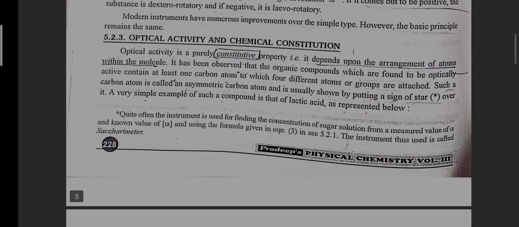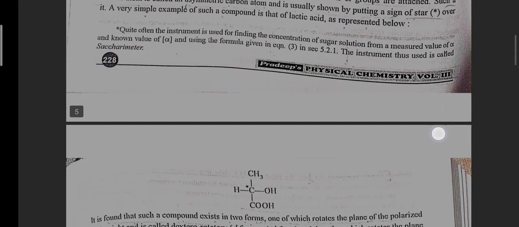Next topic is optical activity and chemical constitution. Optical activity is a purely constitutive property, that is, it depends upon the arrangement of atoms within the molecule. It has been observed that the organic compounds which are found to be optically active contain at least one carbon atom to which four different atoms or groups are attached. Such a carbon atom is called an asymmetric carbon atom and is usually shown by putting a sign of star over it. A very simple example of such a compound is that of lactic acid.